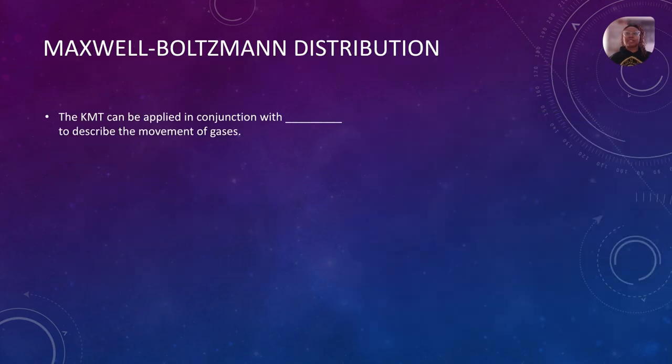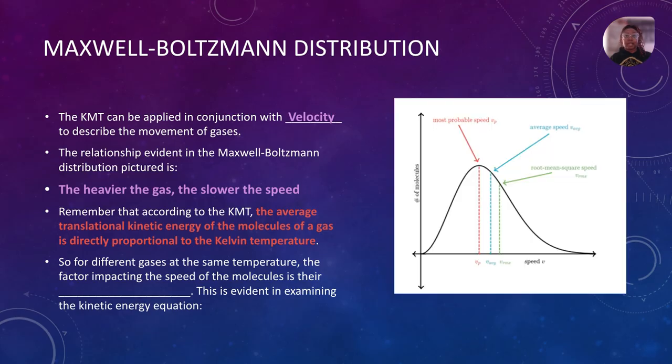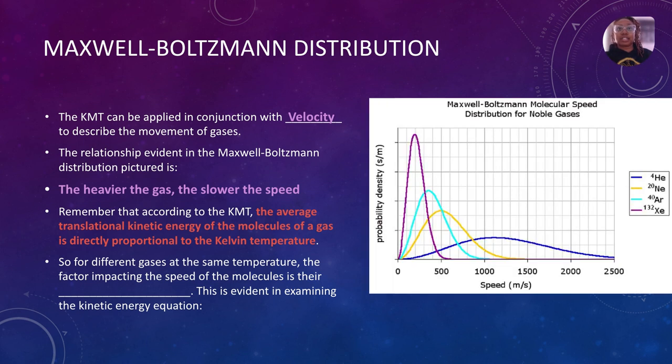All right, now here's another thing to think about. The Maxwell-Boltzmann distribution says that the kinetic molecular theory can be applied in conjunction with velocity to describe the movement of gases. The relationship evident in the distribution is pictured as the heavier the gas, the lower the speed. So what that literally means is that as the gas gets heavier, it moves slower. So the further down a group I go, the slower the gas, right?